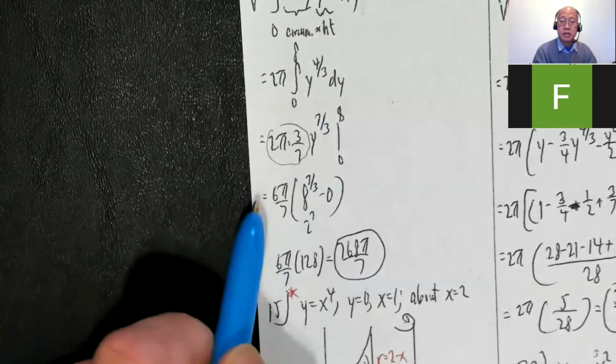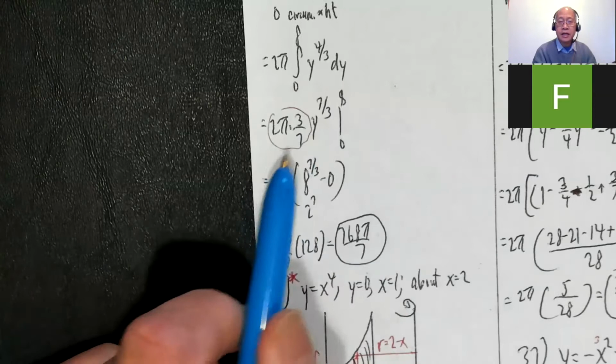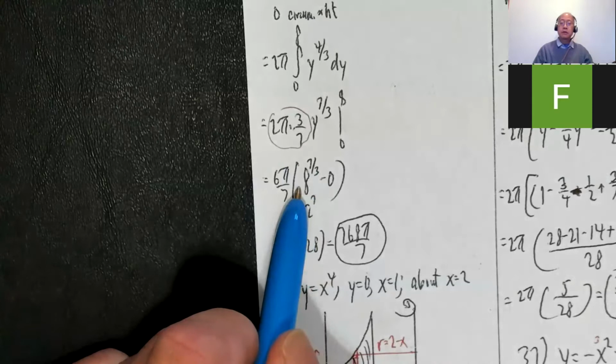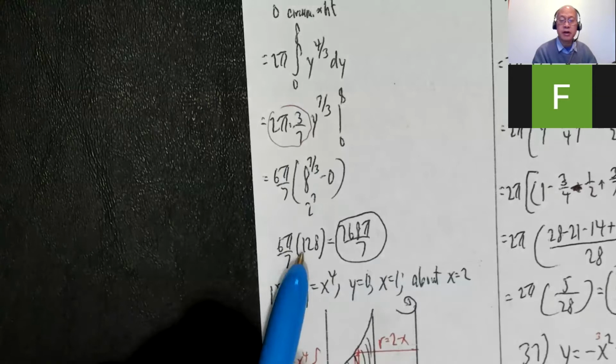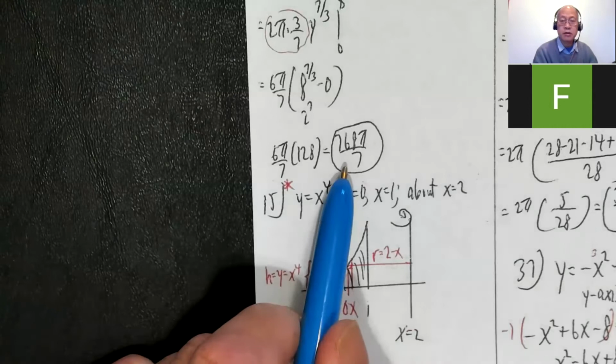Plug in 0, you get 0. Plug in 8. 8 to the 7/3 means cube root of 8. Cube root of 8 is 2. And then 2 to the 7th. You can punch it in your calculator. 2 times 2 times 2 times 2 times 2 times 2 times 2 is 128. So the final answer is 268 pi over 7.